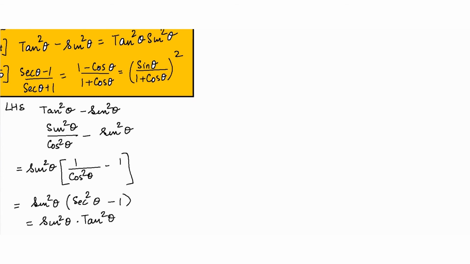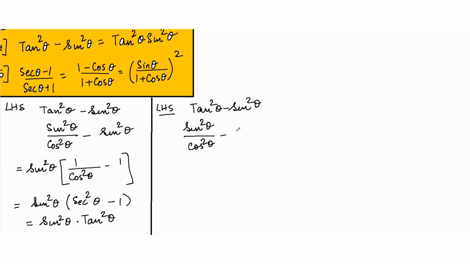So this is how I solve the question. This is one way of solving the question. There is another way that I can show you. So I have my left hand side, which is tan square theta minus sine square theta. Now tan square theta can be written as sine square theta upon cos square theta, minus sine square theta. I can take the LCM. So the LCM is going to be cos square theta. The numerator will be sine square theta minus, now this sine square gets multiplied with cos square, so it becomes sine square theta cos square theta.